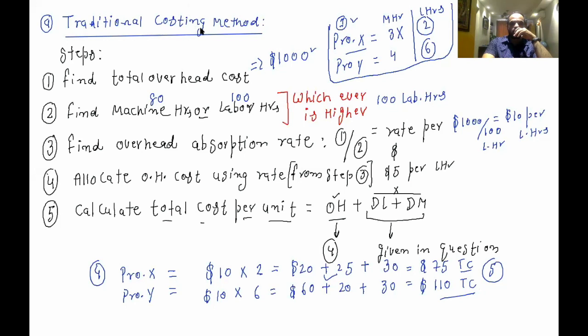Any question on traditional costing? Step three is to find the overhead absorption rate. Overhead absorption rate means the overhead cost per unit or per hour. So obviously per hour, either machine hour or labor hour, depending on what we used in step two. So step three is step one divided by step two, all right?